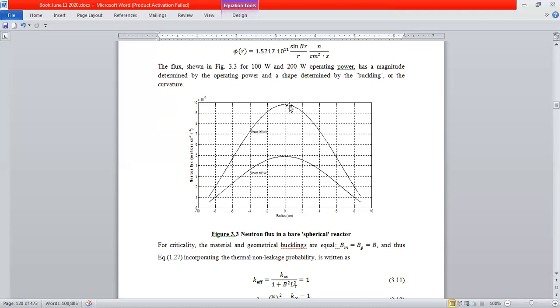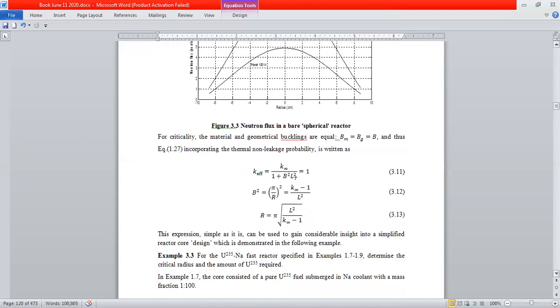So criticality does not depend on the power that you're getting out of it. It's just like driving a car at a constant speed. You can drive it at any constant speed that you want. Just like you can drive a car at a constant speed, you can drive a nuclear reactor at a constant power. So this is a small power, that's a bigger power. And look at the shape, and here you can see the meaning of the word buckling. Which has more curvature, this or this? Of course, this has more curvature.